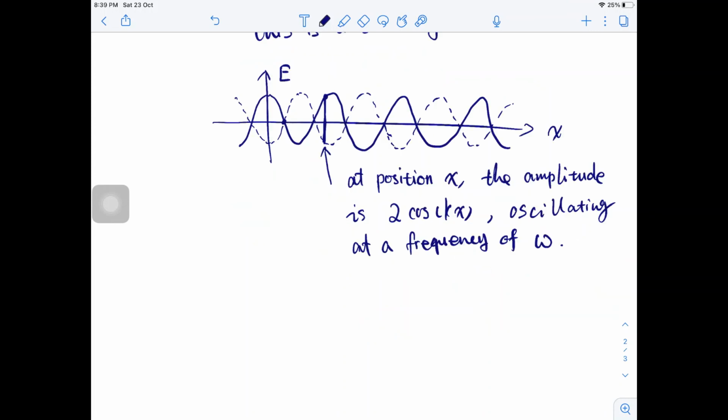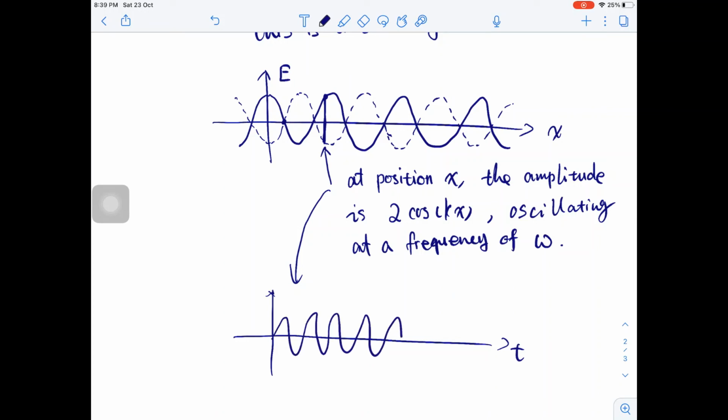And at that point, let's draw a curve with respect to t. We see it is oscillating at the frequency of omega.